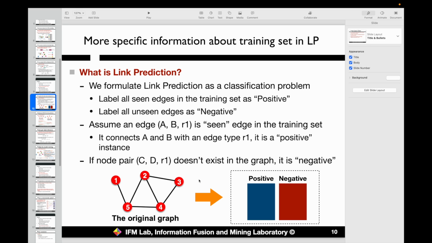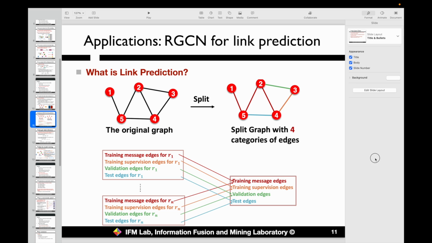So we can represent the set of all the seen edges or links inside the graph as a positive set. And we can also extract all the pairs of nodes which don't exist in the graph as a negative set. This positive set together with the negative set will form a training set. We can train a model, right? And this is just for one single relationship type, R1, right? Here, since we are studying heterogeneous information networks, we can extract a similar set for all the relationship types inside our graphs or networks, right?